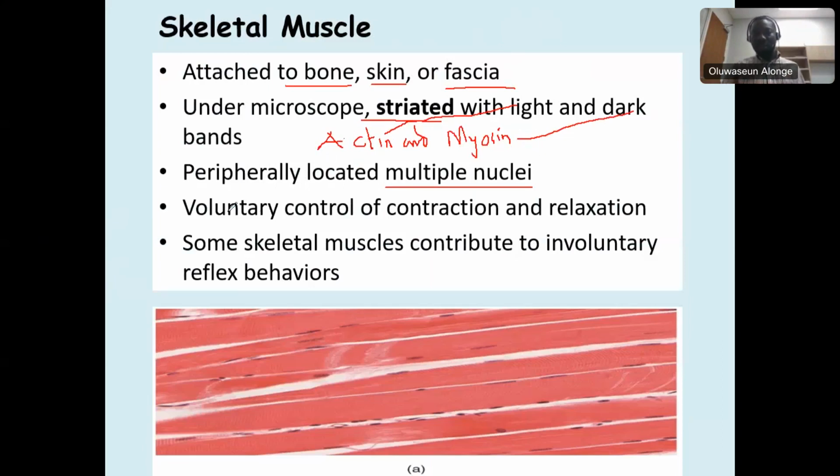Now, the voluntary. The contraction and relaxation are controlled by voluntary means. What that means is that it's controlled by the central nervous system. So skeletal muscles are controlled by the somatic nervous system. Somatic nervous system, SNS.